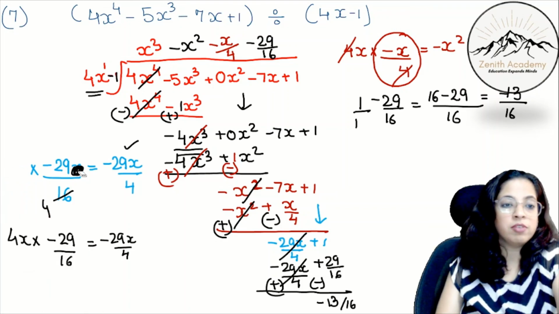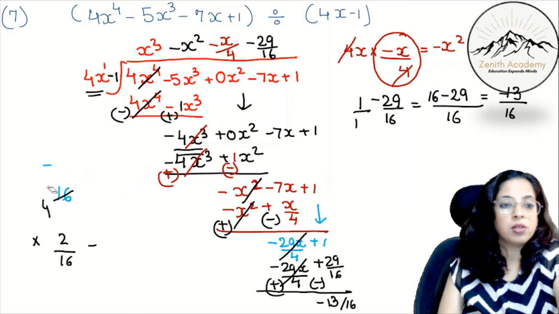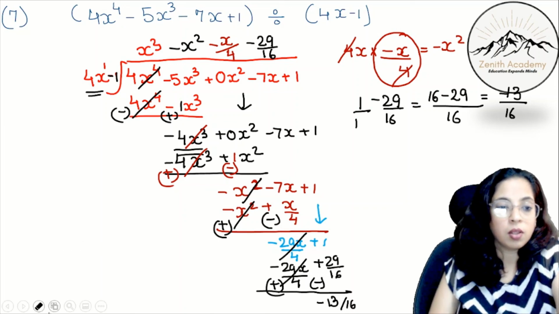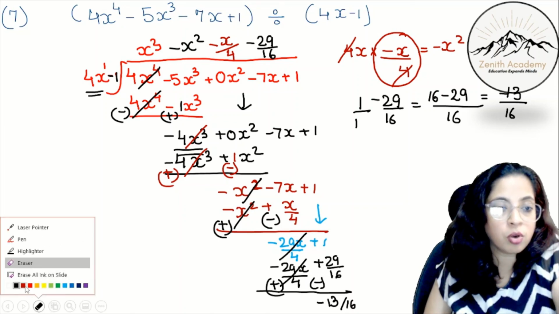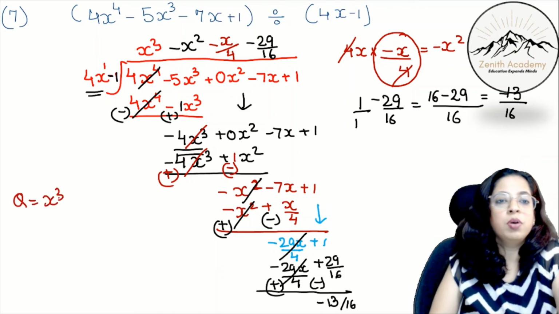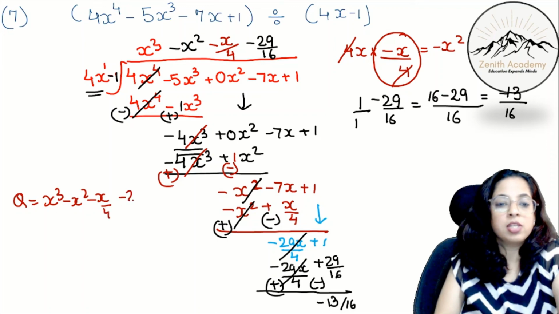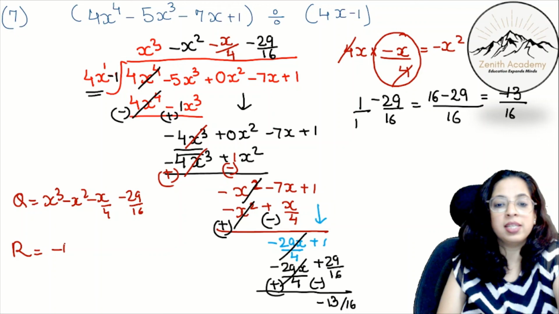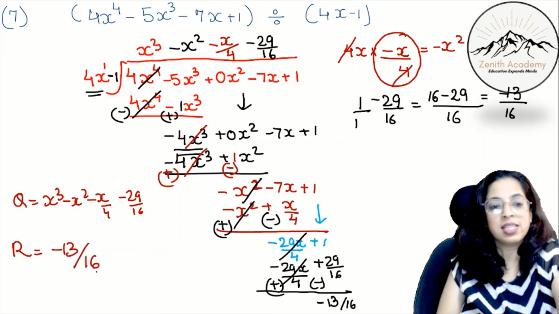Right? I will just delete this. So students, what is your quotient? Your quotient is, see, your quotient is x cube minus x square minus x raised to power 4 minus 29 by 16. And your remainder is minus 13 by 16.